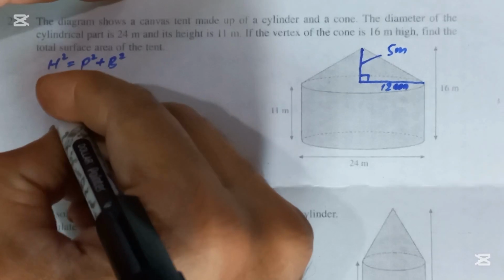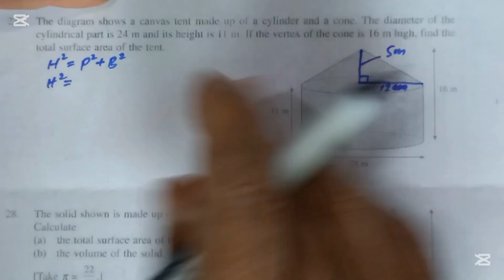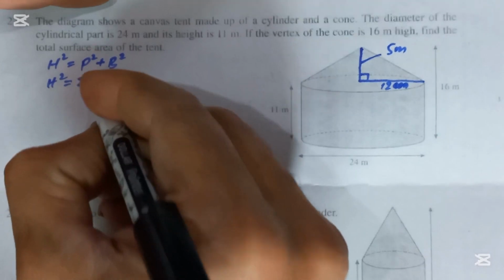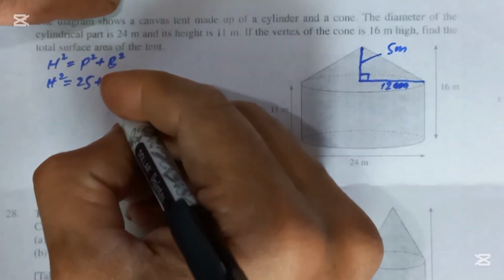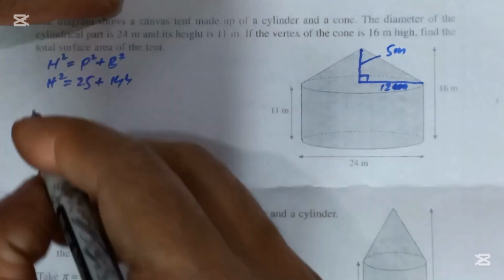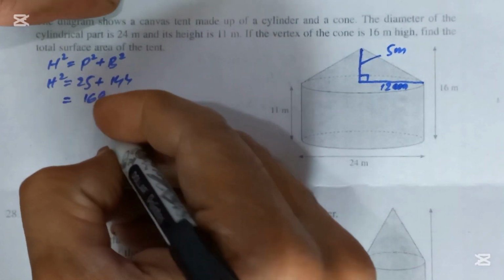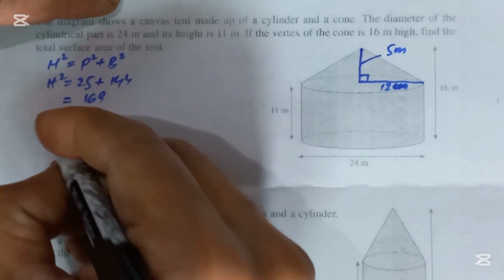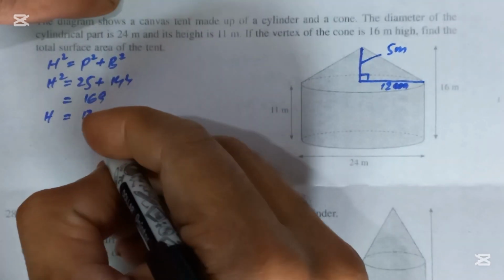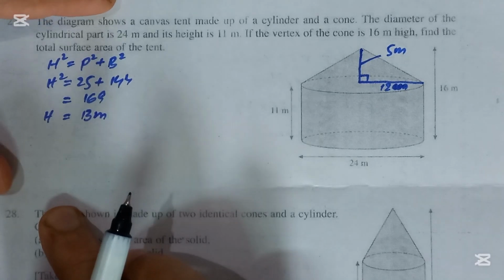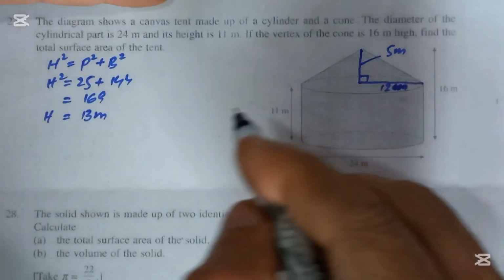Hypotenuse is missing. Perpendicular of the cone is 5, so 5 square will be 25. Base of the cone is 12, so 12 square will be 144. And when this is added, it will be equal to 169. Taking the square root on both sides, the hypotenuse will be 13 meters. So at this point, we can find the total surface area of the tent now.